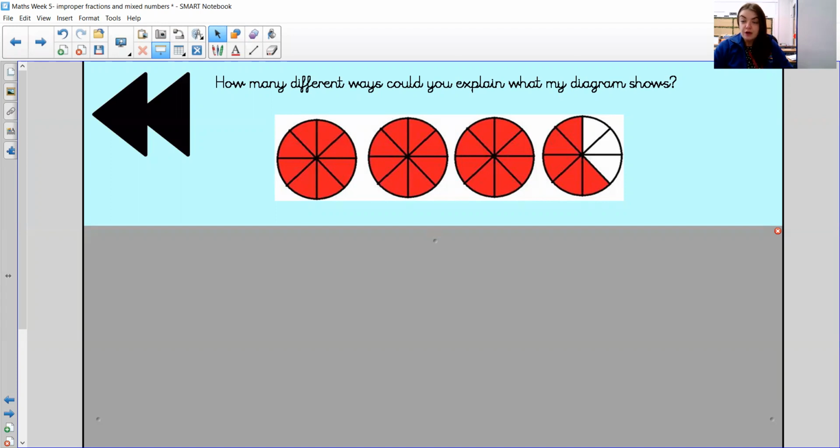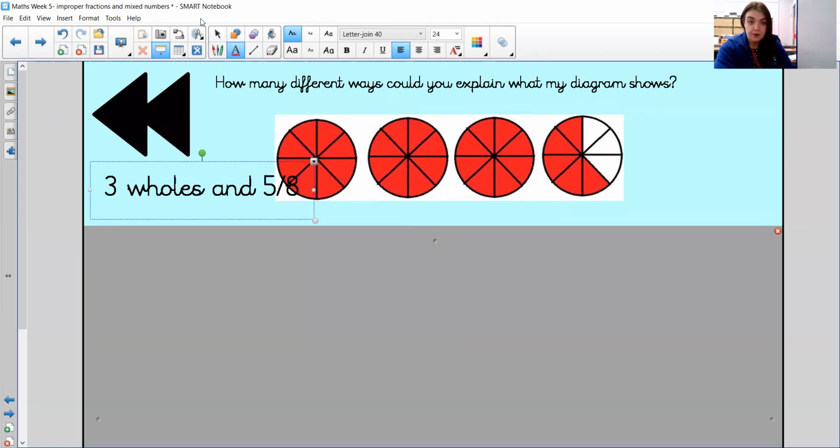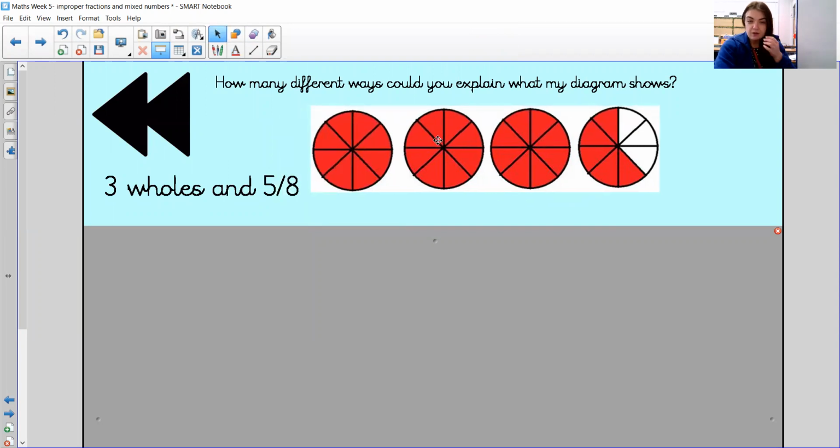Okay, so the first thing that I probably would have gone for is I can see 3 wholes. Can you see that? 1, 2, 3 wholes. And 1, 2, 3, 4, 5, 6, 7, 8. 5 eighths. So that's one way that I might see that. 3 wholes and 5 eighths. Okay, you could write that in words. Or you could have written it like that. Okay, I might see it like that. How else might I see this?